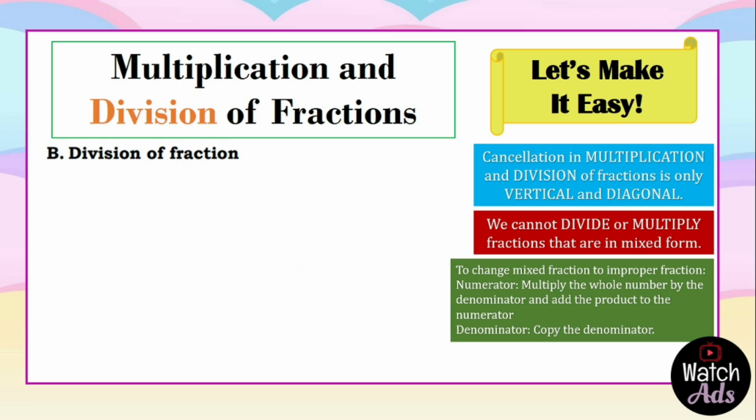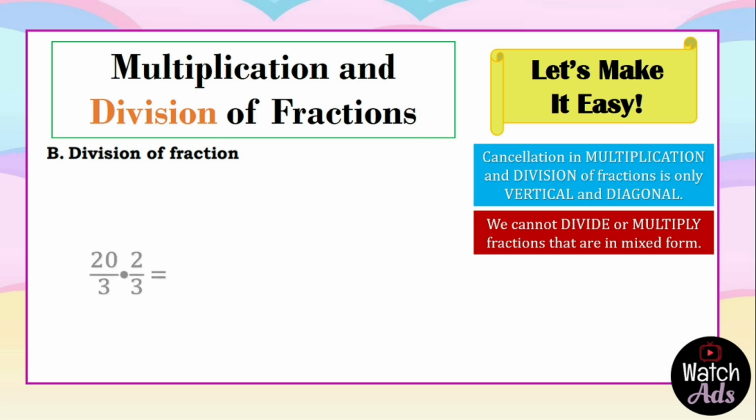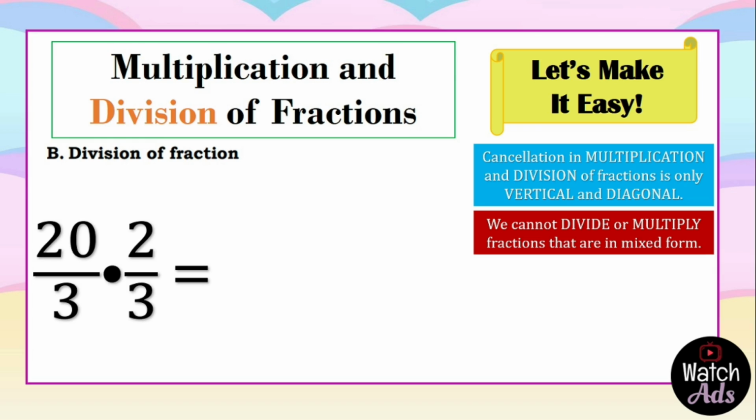giving us brand new fractions that are 20 over 3 divided by 3 halves. Next, we get the reciprocal of the divisor and change the process to multiplication. The reciprocal of 3 halves is 2/3. 20 over 3 multiplied to 2/3 is equal to, look at the numbers. Now, we cannot find any number vertical or diagonal that we can cancel out. So we have to multiply this.